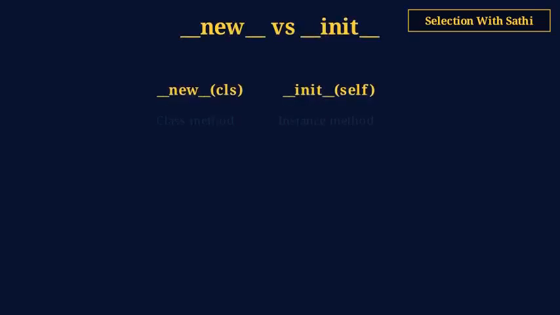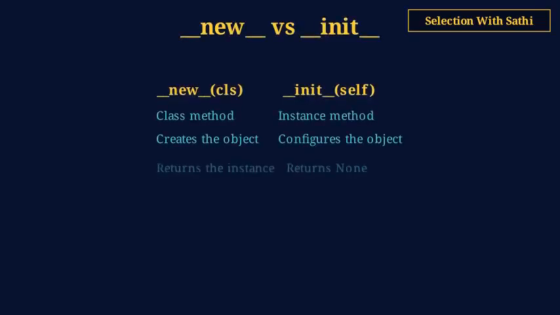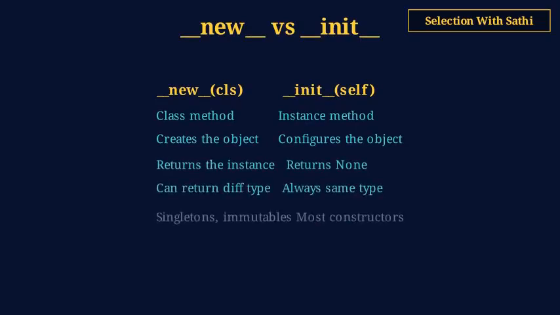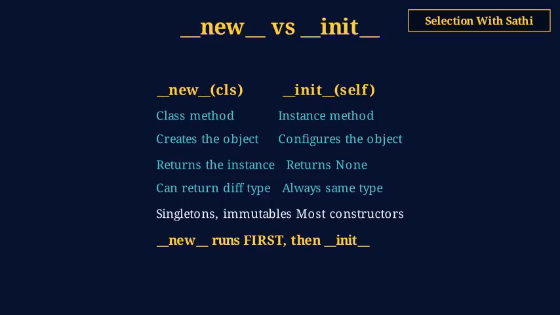__new__ and __init__ play different roles in object creation. __new__ is a class method that receives the class and returns a new instance. __init__ is an instance method that configures the object after creation. Most of the time, you only need __init__.